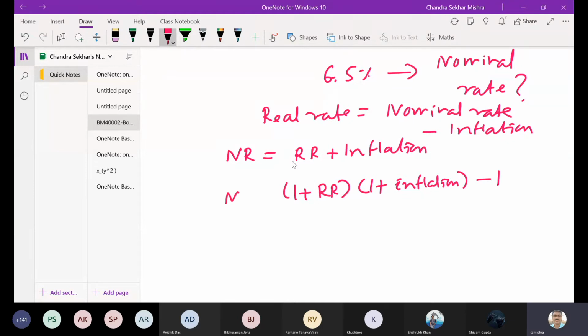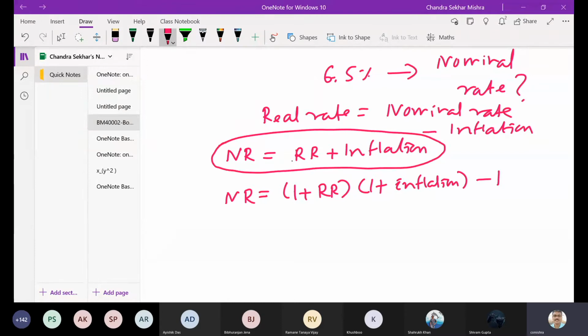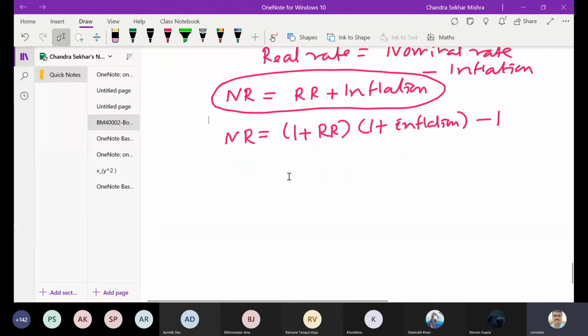That is called nominal rate. Applying this formula, this is an approximate formula for calculating nominal rate from real rate and inflation. Okay, so no problem. That is your yield.